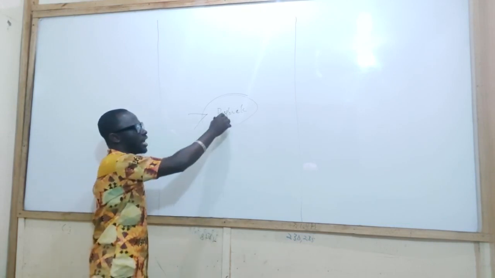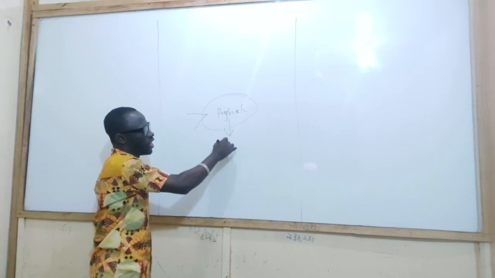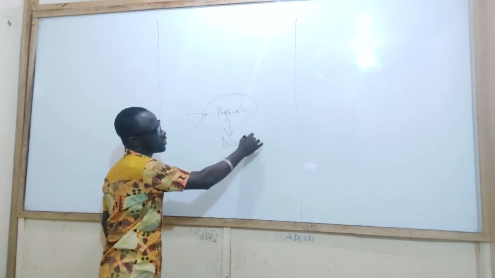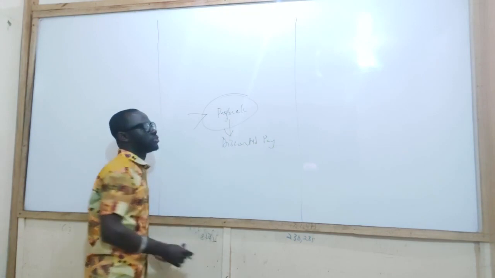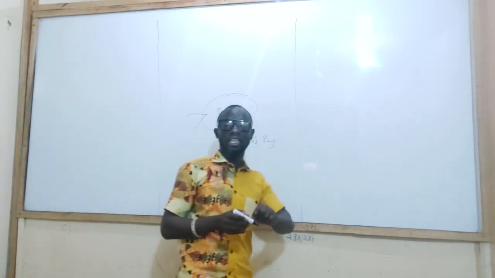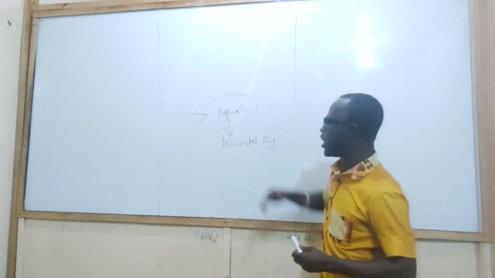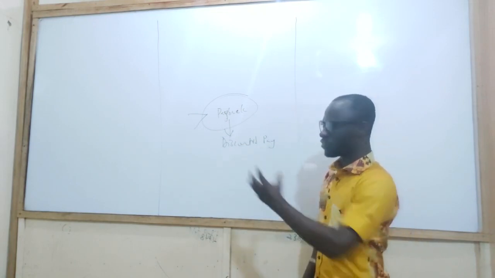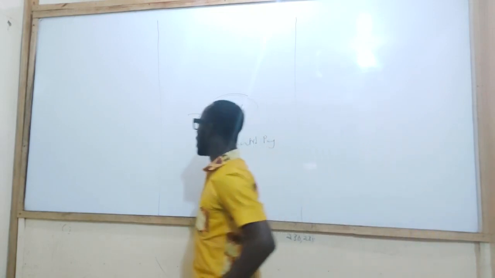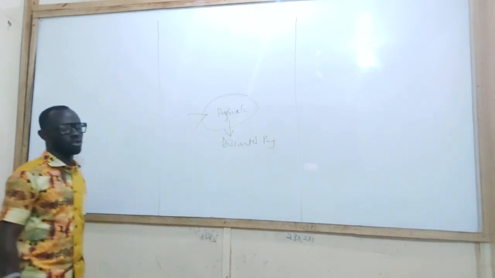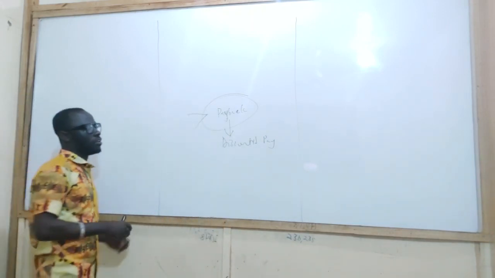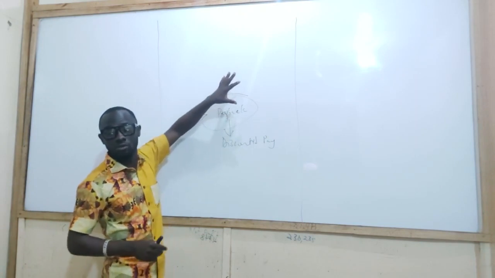So in that case, a new method was used, and that is called the discounted payback period, which takes into consideration the time value of money to determine how long it takes for us to recover the initial cost of the project. So these are the two methods we considered.